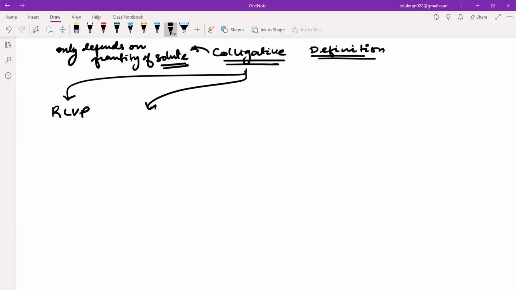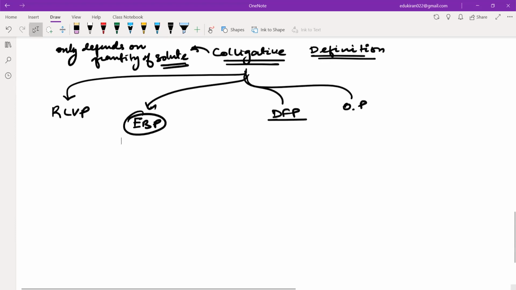Then we learned about elevation in boiling point. Today we will learn about the depression in freezing point. And then we also have osmotic pressure. So first of all, let us do a few questions on elevation in boiling point. I think last time we did not do questions, so today we will do questions. So please write the question.